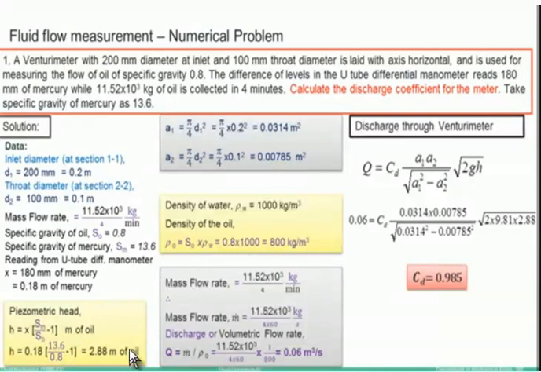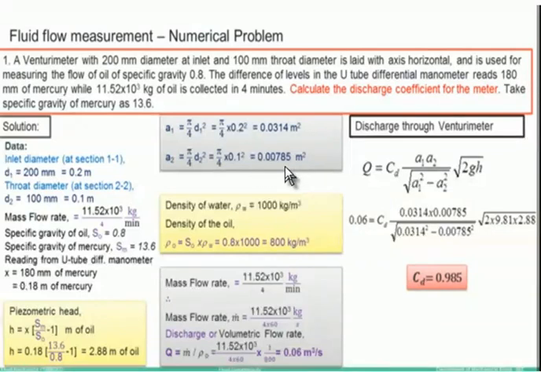Next, we know the diameters, so from these diameters we are able to find the areas A1 and A2. A1 is equal to pi by 4 D1 square, which is pi by 4 into 0.2 square, equal to 0.0314 meter square. Next, A2 is equal to pi by 4 D2 square. D2 we already know, so just substitute and get the value.